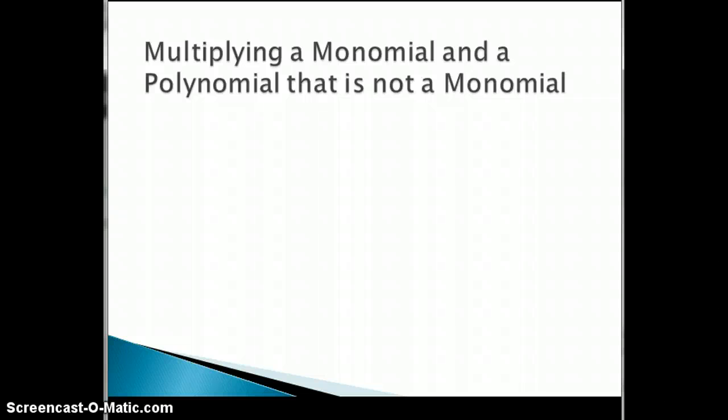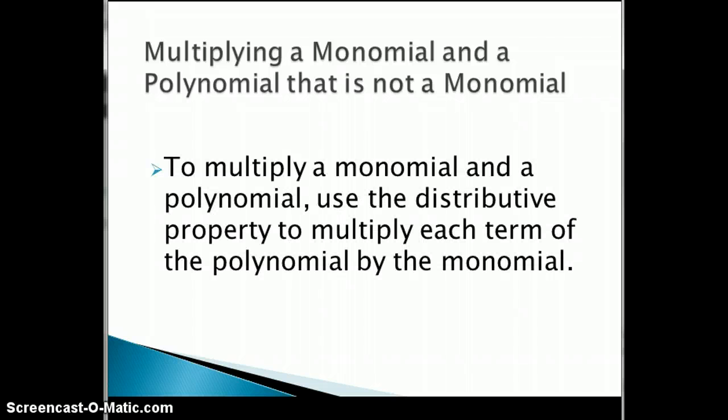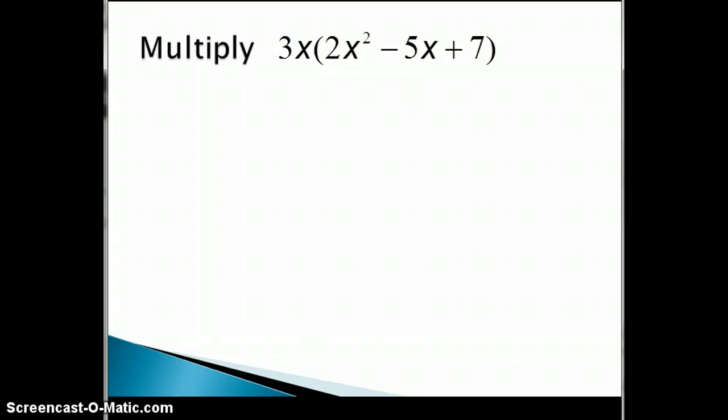So now we're going to look at how to multiply a monomial times a polynomial that's not a monomial. To multiply a monomial and a polynomial, we use the distributive property to multiply each term of the polynomial by the monomial. So here's an example where 3x is the monomial and 2x squared minus 5x plus 7 is the polynomial. It's not a monomial because it has 3 terms.